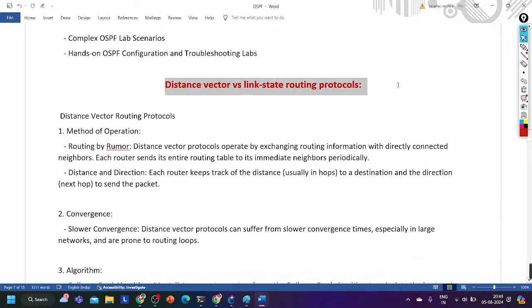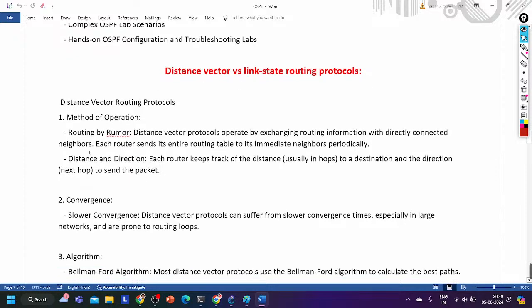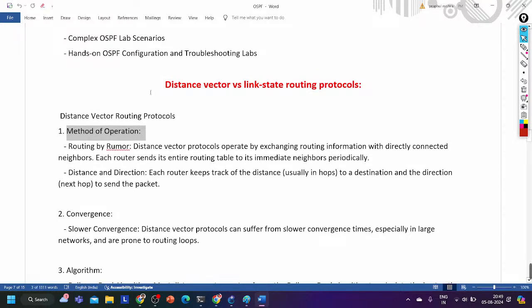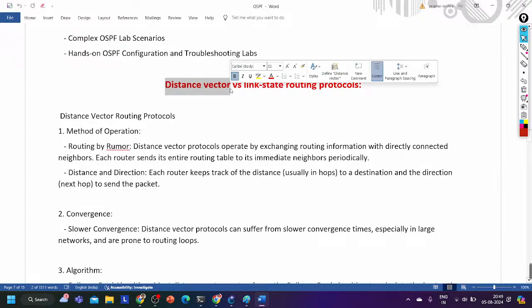After that, the difference between link state and distance vector routing protocols. You already know the difference, right? I am not going to discuss it over here. First is the method of operation. Like you know, distance vector routing protocols perform routing by rumors. Means all routers are dependent on their neighbors. A router doesn't have complete information of the topology.